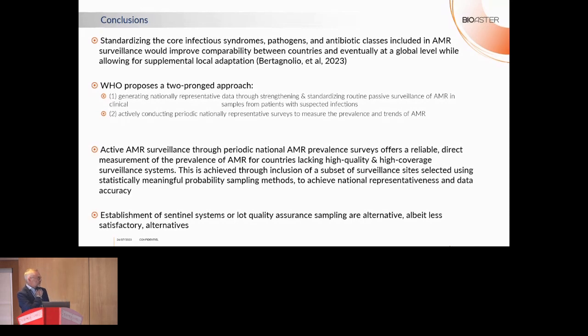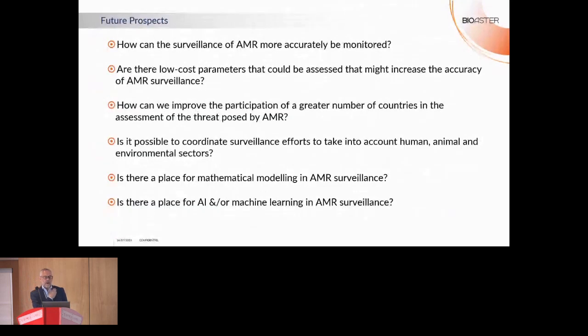Finally, future prospects. How can the surveillance of AMR be more accurately monitored? Are there low-cost parameters that could be assessed that might increase the accuracy of AMR surveillance and also improve the number of people that contribute to these surveys to give us a truly global picture? Is it possible to coordinate these surveillance efforts to take into account human, animal, and the environmental sectors? Finally, is there a place for mathematical modeling in AMR surveillance, or artificial intelligence, or machine learning?